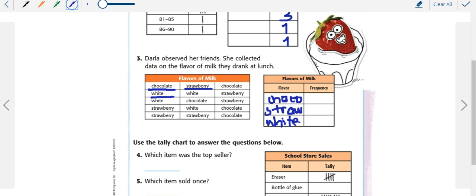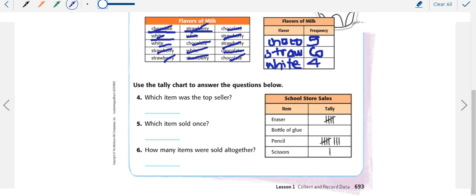Now, how many votes for chocolate? So we have to count them. 1, 2, 3, 4, and 5. So you write 5 in here. How many votes for strawberry? 1, 2, 3, 4, 5, and 6. How many votes for white? 1, 2, 3, and 4. So you write 4.